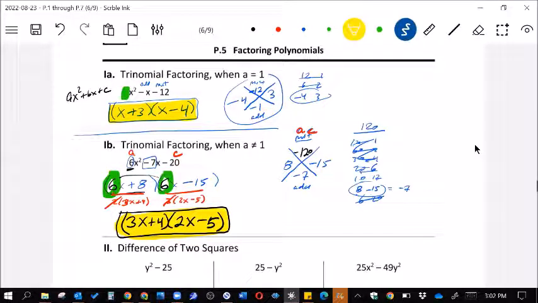Okay. So if you multiply that out, you're going to get the 6x squared, you're going to get minus 15x, and you're going to get plus 8x to give the middle terms, and then the last two will make negative 20.